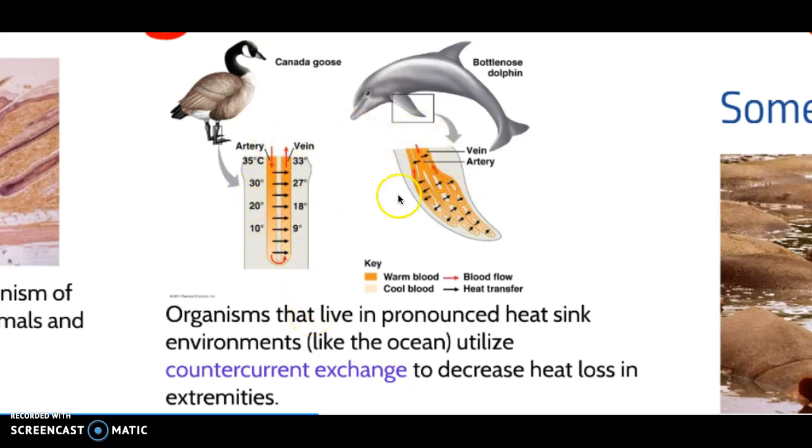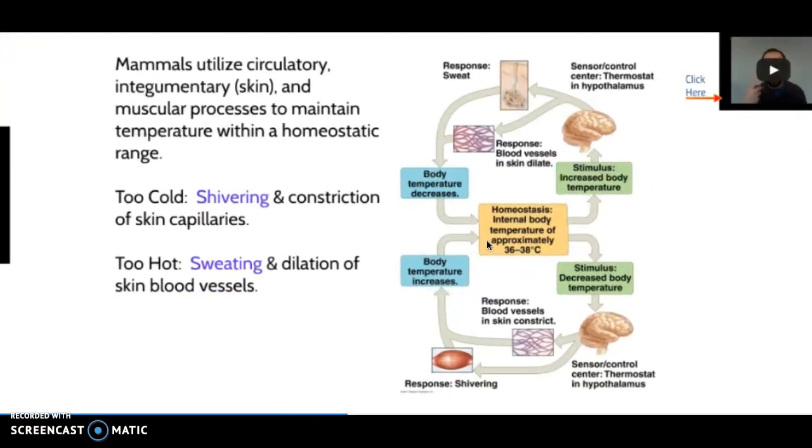So here are two more pictures showing you this is a goose, and so you can see the blood, the artery and the vein. The artery is the blood sending out, and then the vein is blood going back to the heart. The temperature of the blood is about the same on each side if they're along the same line. And then the same thing with a dolphin. The warmer blood is able to heat up the cooler blood. So this decreases heat loss, which is very important.